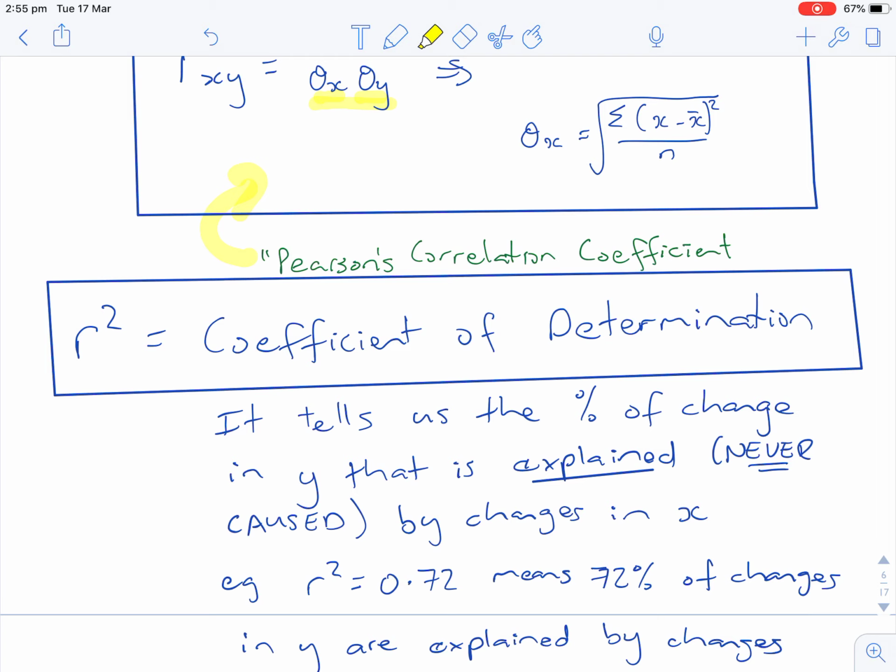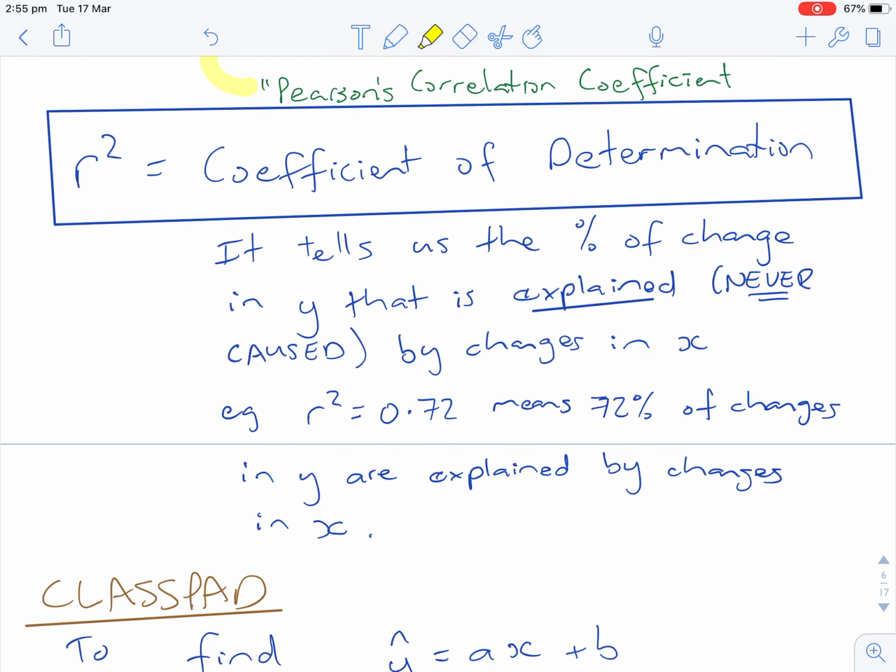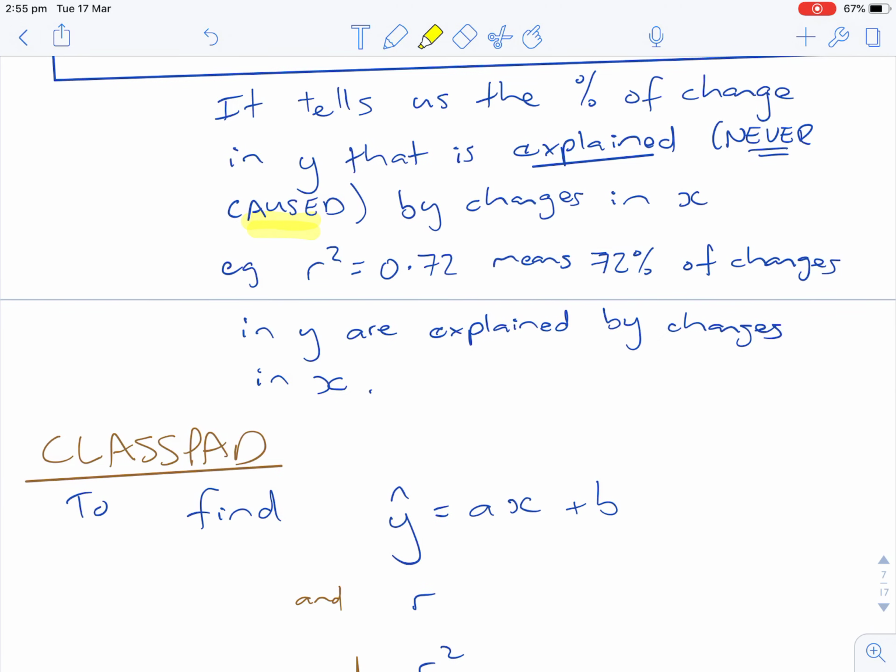So that's the one up the top here. R squared is called the coefficient of determination. It's literally just the R value that you've already got from your calculator, and you square it. It tells us what percentage of the change in Y is explained by changes in X. We never will use the word scores, never, ever, ever, okay? But we will say it's the percentage of the change in Y that's explained by changes in X. So for example, if I had an R squared of 0.72, that would be telling me that 72% of the changes in Y are explained by changes in X.